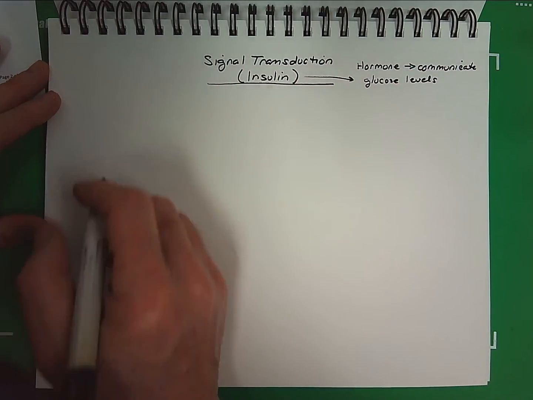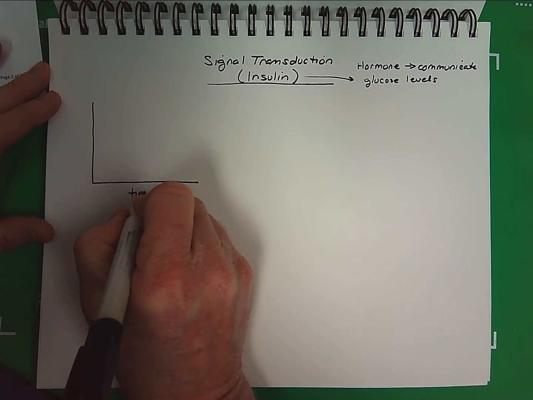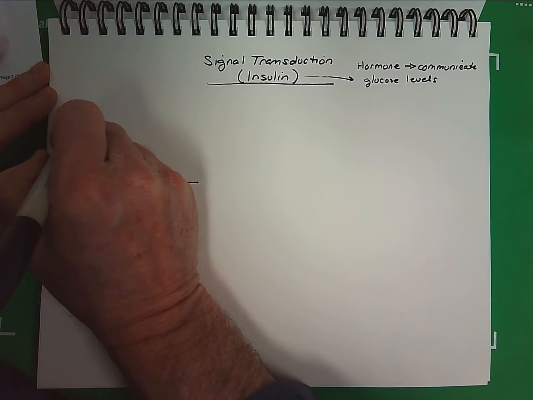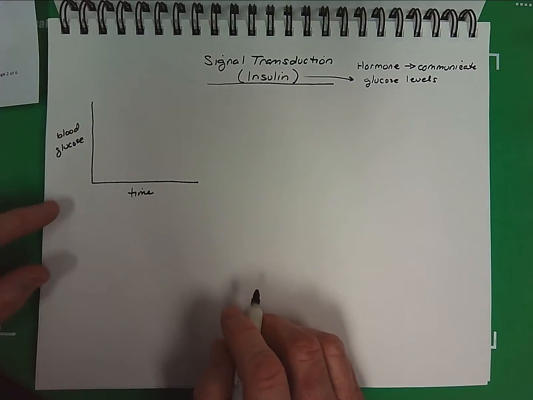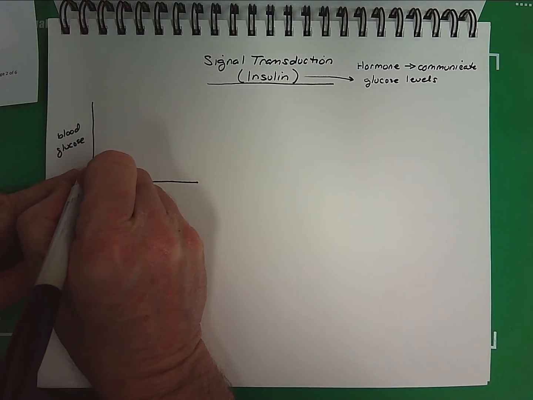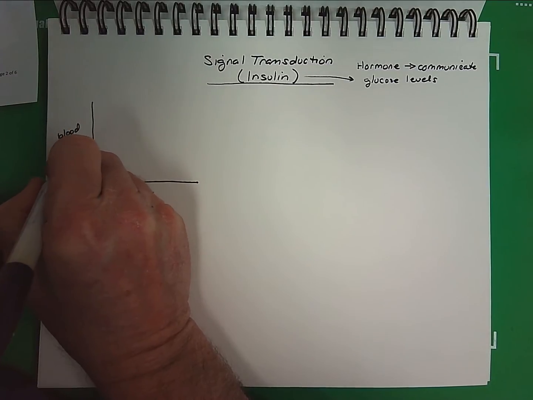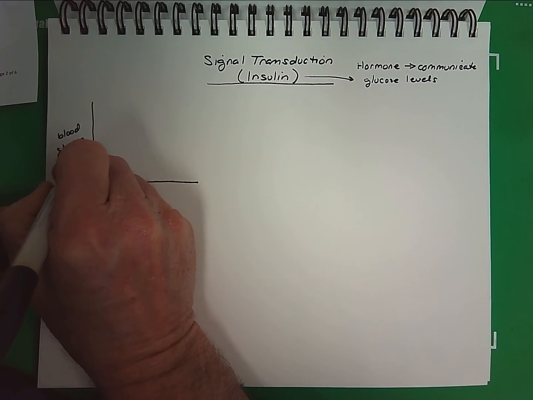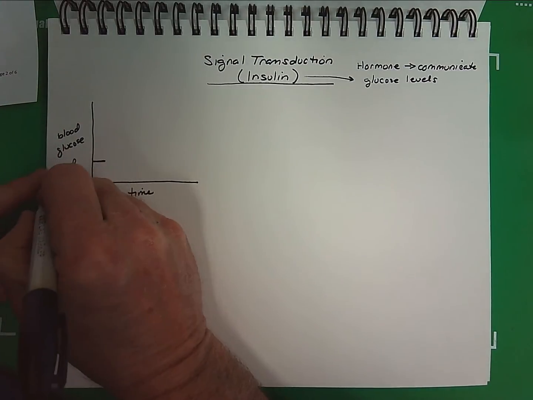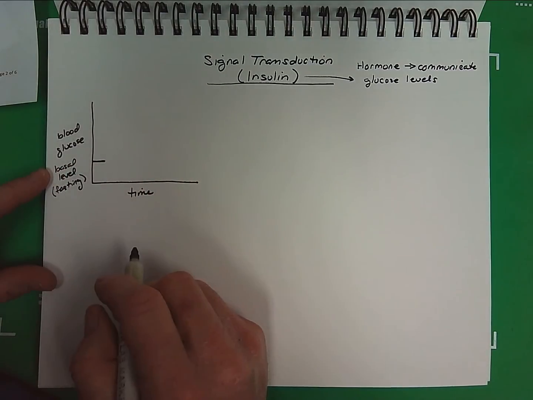Let's take a look at a graph in order to understand this. If we measure blood glucose levels over time, what we would see is that there is a standard amount of glucose in our bloodstream that is called the basal level. This is the level that glucose is maintained in the fasting state. So in other words, in between meals.